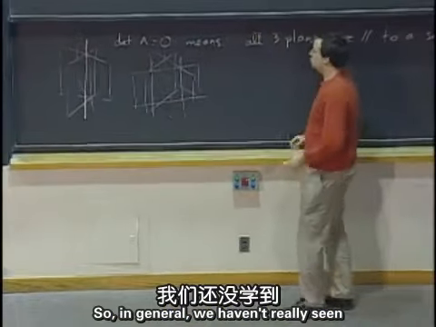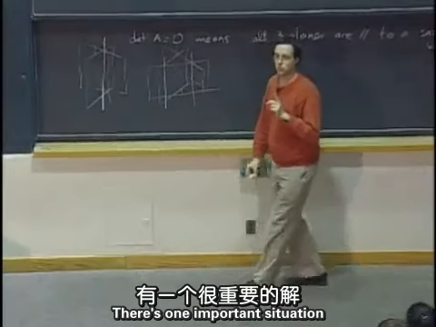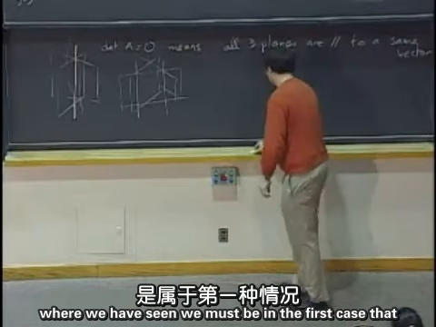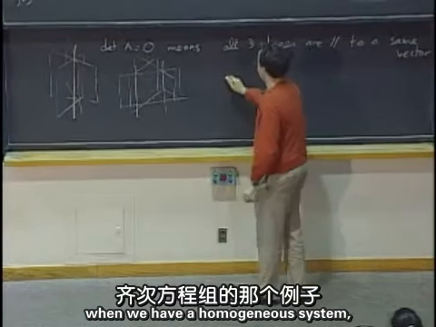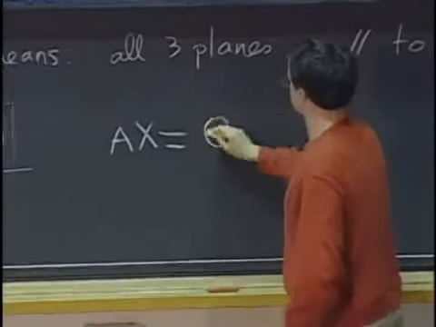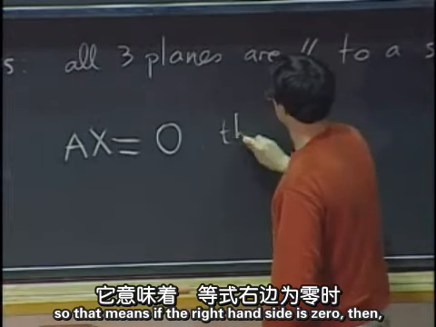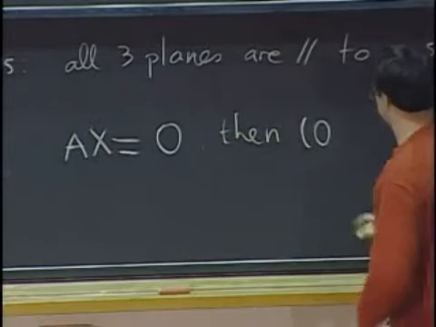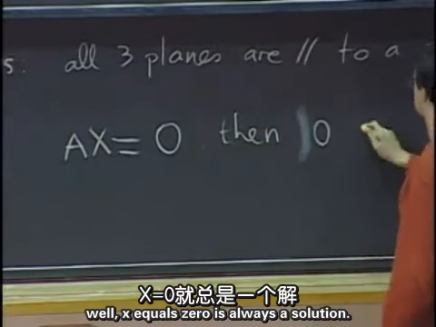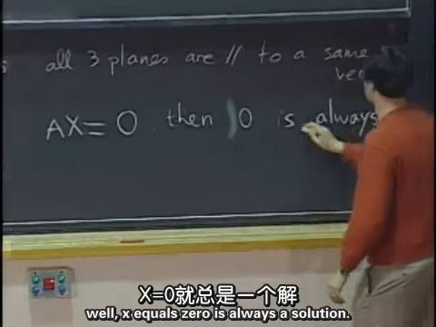So in general, we haven't really seen how to decide between these two cases. There's one important situation where we have seen we must be in the first case. That's when we have a homogeneous system. That means if the right-hand side is 0, then, well, x equals 0 is always a solution.